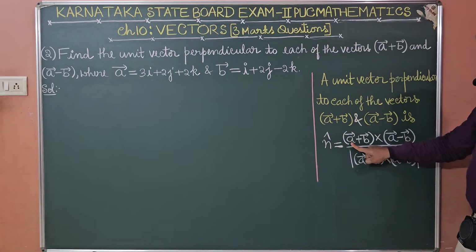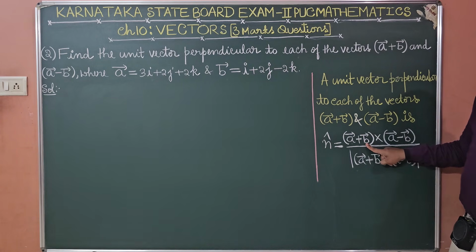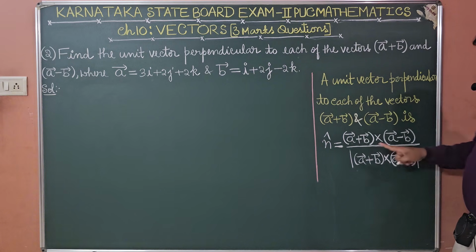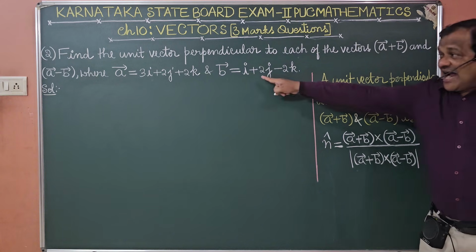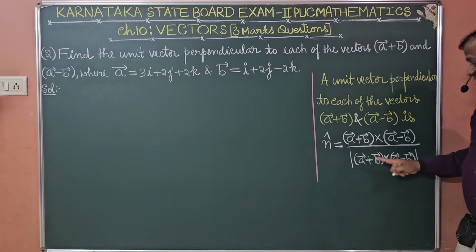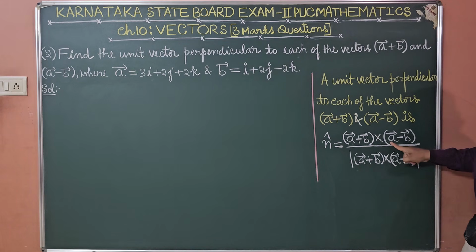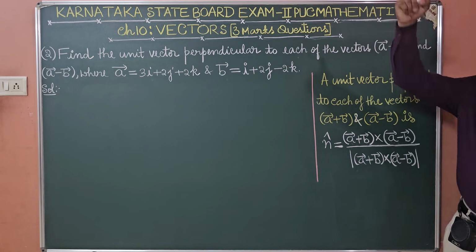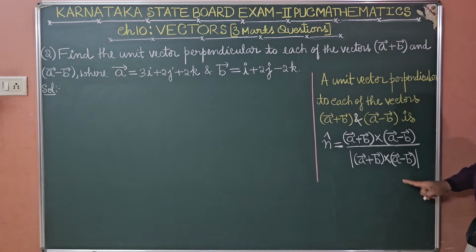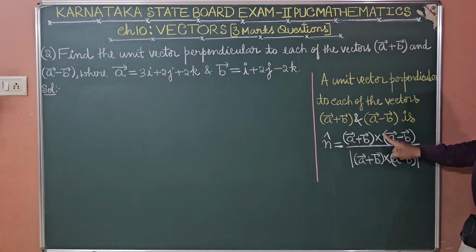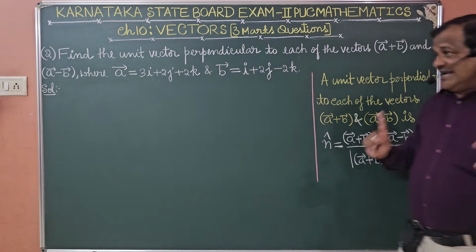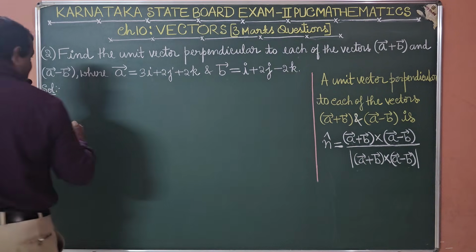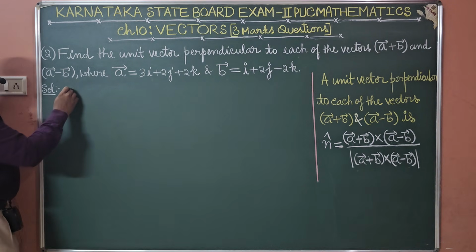First step, find A vector plus B vector. You need to add the vectors given. Second step, A vector minus B vector. You need to subtract B vector from A vector. Then you find the cross product of the two vectors, A plus B and A minus B, using that determinant definition. Then the fourth step, magnitude. Then the fifth step, you have to divide one over the other. So I will start by finding A vector plus B vector.